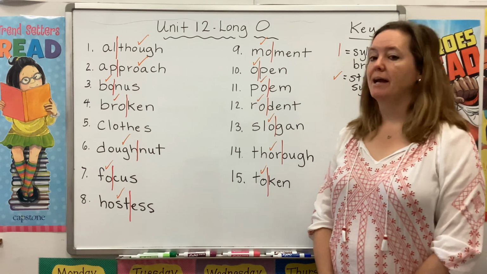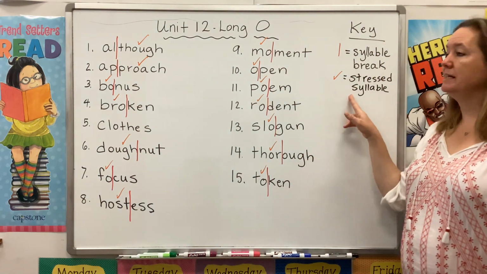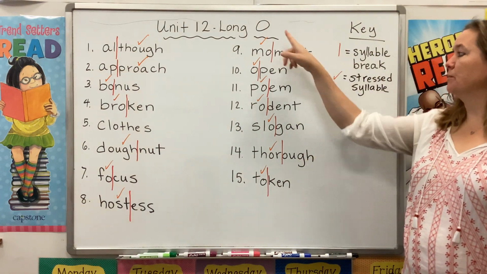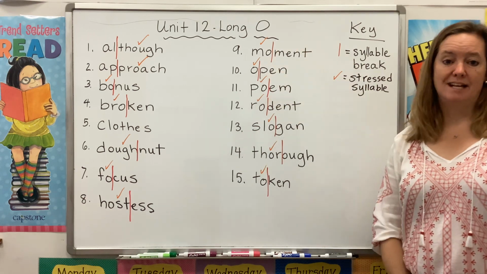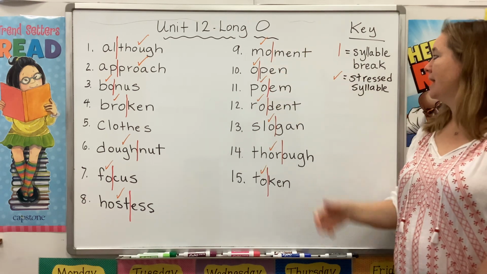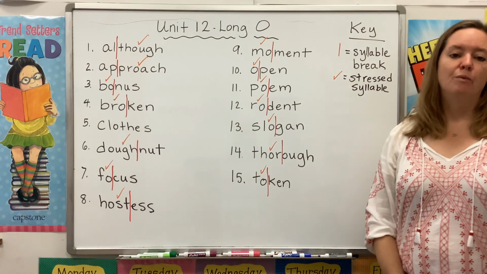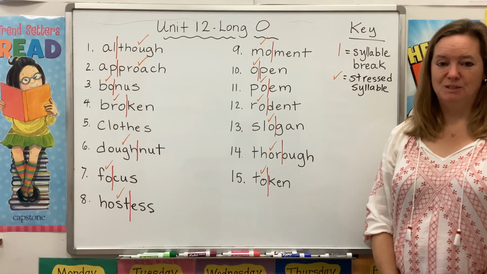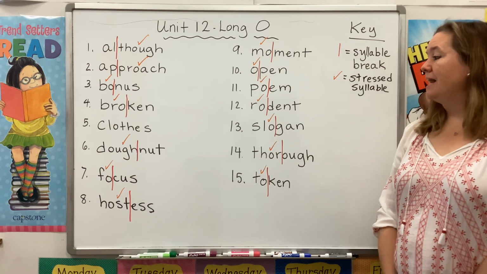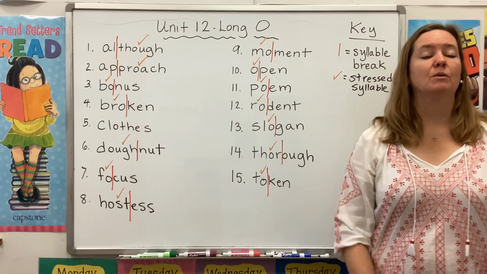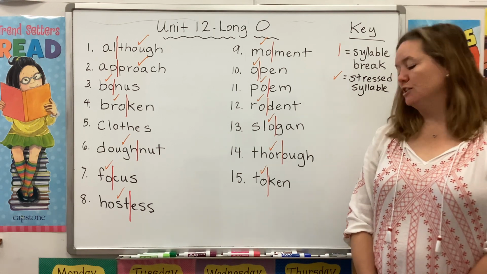Great. Okay, if you haven't already, please mark up your key. Remember, the red line represents our syllable breaks, and the orange check represents our stressed syllables. Okay, so now let's start looking for our long O in each word.